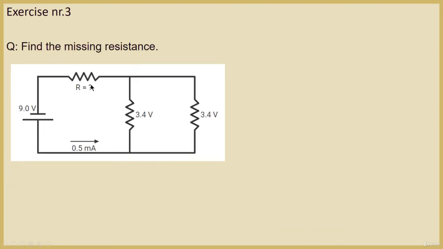Alright, so let's do another exercise. We have this circuit here, and we have to find the resistance of this resistor. So how can we do that? We have a closed loop here. Actually we have two, but let's first start with this one and see what happens. We have chosen a clockwise direction, and so we can write down that 9 volts minus the voltage across this resistor minus 3.4 volts is equal to 0. And from this equation, we get a voltage drop of 5.6 volts.